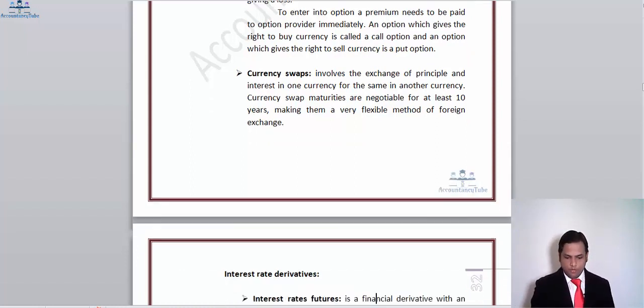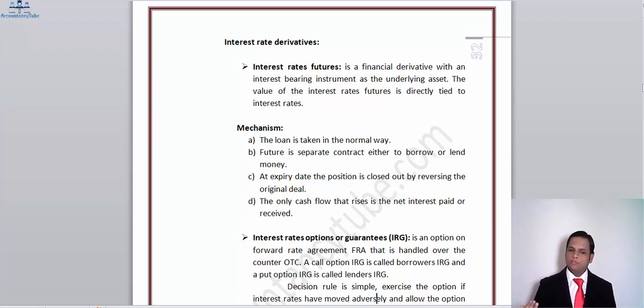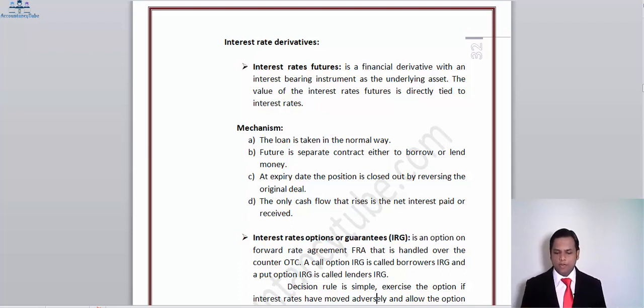fulfilling their liabilities. Then we've got interest rates derivative. Now, interest rates future is a financial derivative with an interest bearing instrument as an underlying asset. The value of the interest rates futures is directly tied to the interest rates. The loan is taken, firstly, in the normal way. That's the mechanism of the interest rate future. Futures is a separate contract either to borrow or lend money. At expiry, the position is closed out by reversing the original deal, and the only cash flow that arises is the net interest being paid or received.